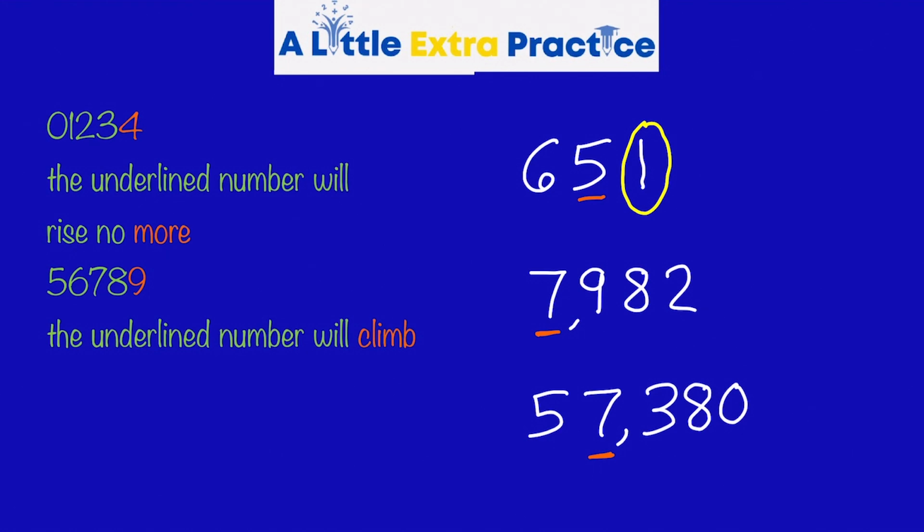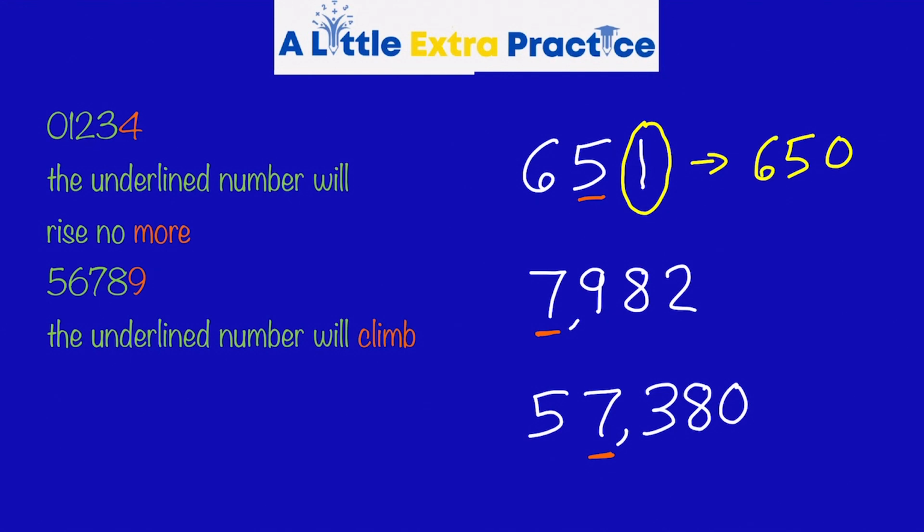Taking a look at 651. The 5 is underlined. I've already circled the number to the right. This is kind of the key number. The circled number to the right determines whether that 5 stays a 5 or becomes a 6. Well, in this case, 1 is a weak number, rise no more, meaning stay the same. So this 5 stays the same. The circled number, 1 in this case, always becomes a 0. And we have 650.